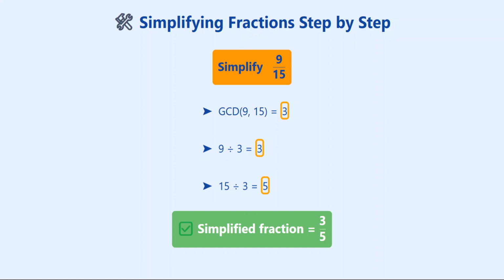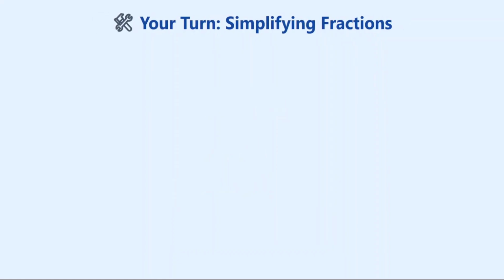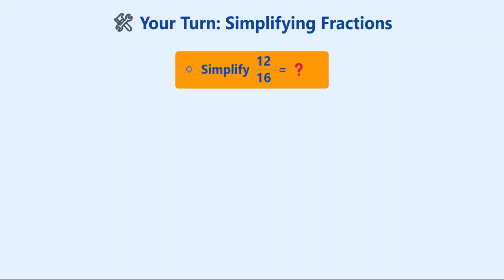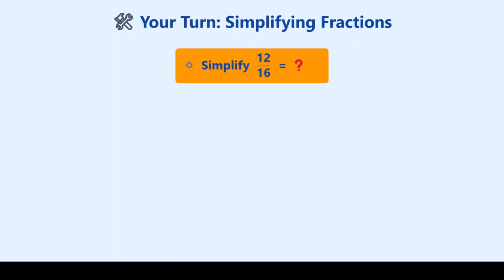So remember, to simplify a fraction, find the GCD and divide both numerator and denominator by it. Now it's your turn. Try simplifying these fractions. Simplify 12 over 16. What do you get? Take a moment, you can do it. The answer is 12 over 16 simplifies to 3/4.